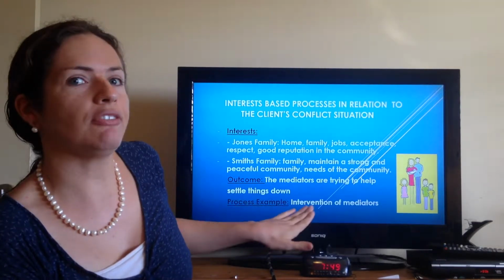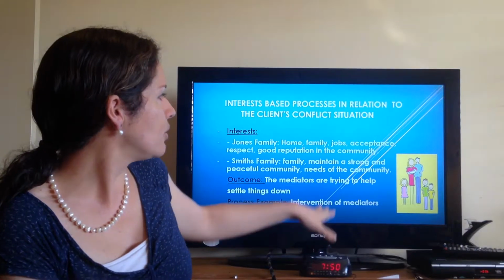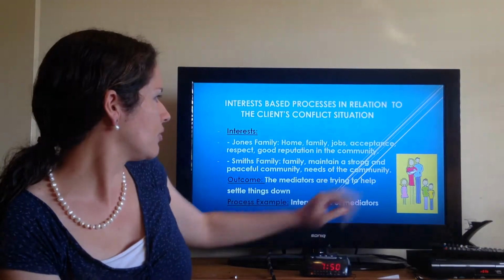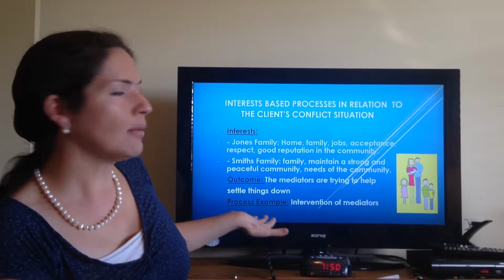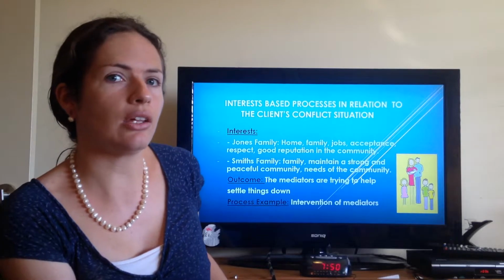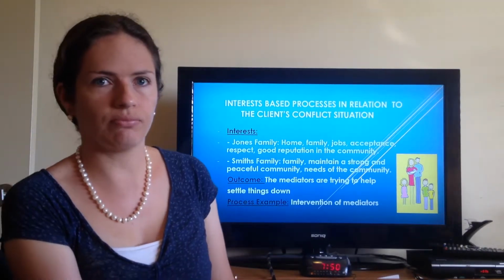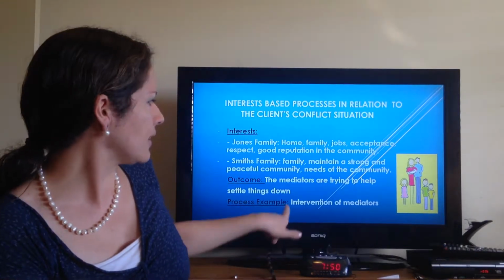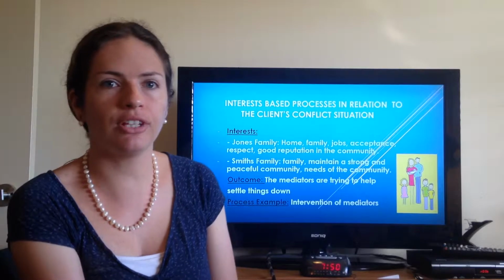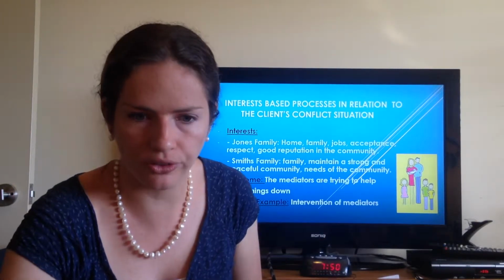And in the same way, I believe the Smith family also wants to protect their family, to protect their home, and to maintain a strong and peaceful community, and also meet the needs of the community. At the moment, we cannot determine any outcome of using these processes because you have not tried any negotiation yet. But I believe the fact that the mediators are intervening to try to help solve the situation can be seen as a first approach to use this process.